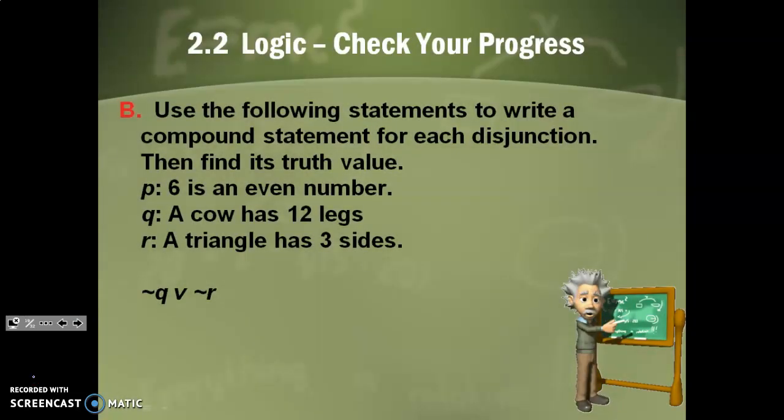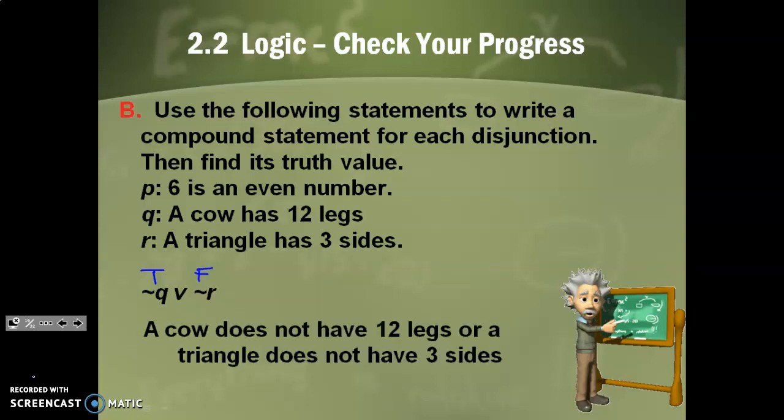Again, pause, try this on your own. Okay, a cow does not have 12 legs. So that one's a false statement, but the not Q of it, that'd be true. So, hey, we have one true. We know we're going to have a true compound statement here. And again, not R, that's actually going to be false. But again, we're dealing with or, so we just want one of them to be true, and we get a true statement.